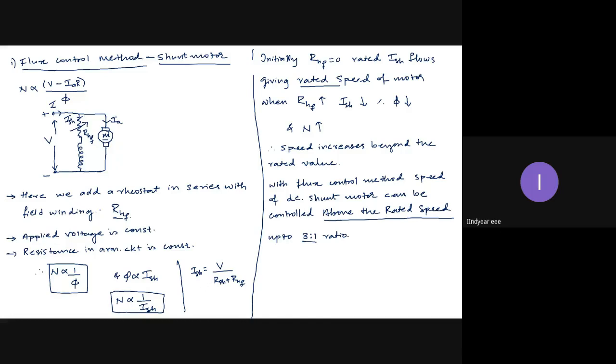So if field weakening starts happening, one, the speed is very large. That is from this equation we will see. Second, motor operation suffers because commutation problems start occurring. So this is one danger, or some harm we can say, that can occur if the control of the field rheostat is not done properly.